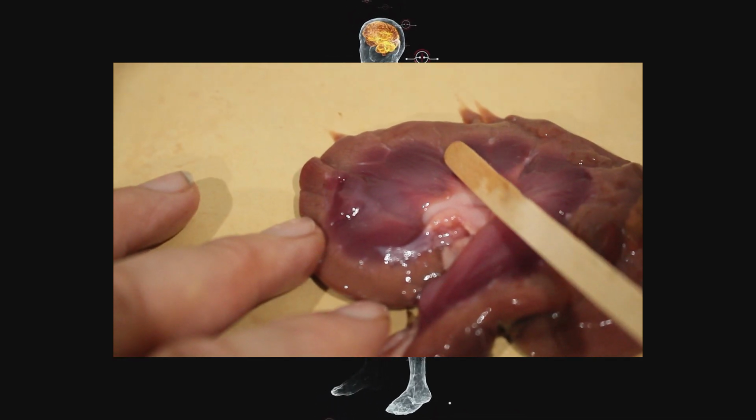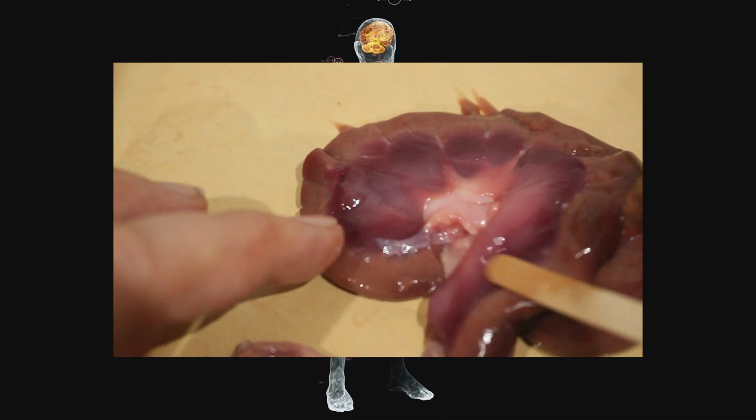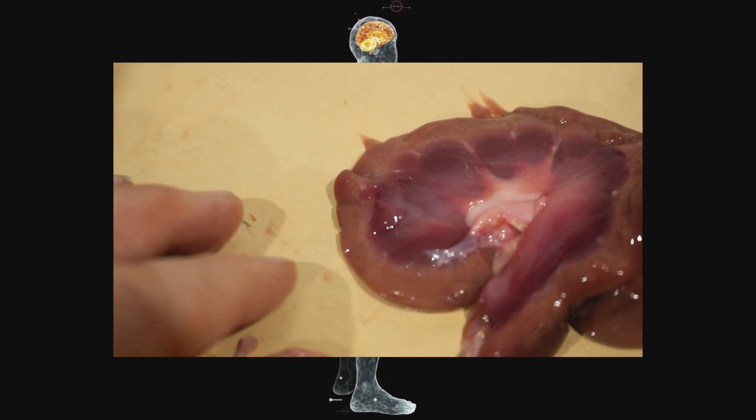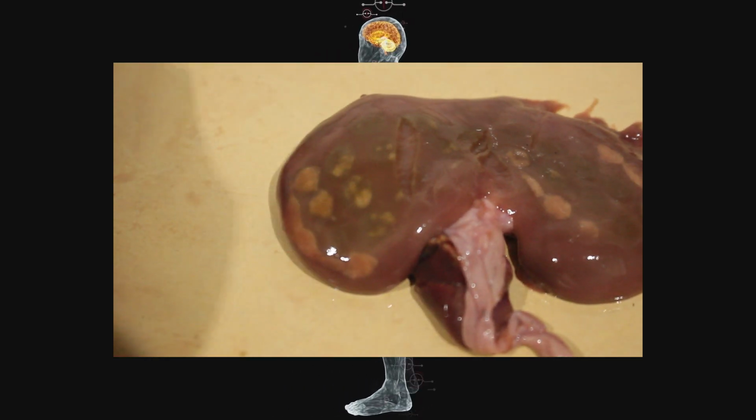The tip of each of these pyramids joins into the minor calyx, and the minor calyx enters into the major calyx, and then the major calyx enters into the renal pelvis. The renal pelvis eventually becomes the ureter, and the ureter eventually finds its way to the bladder.